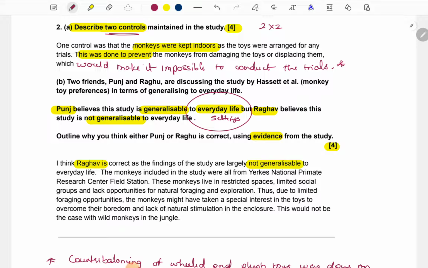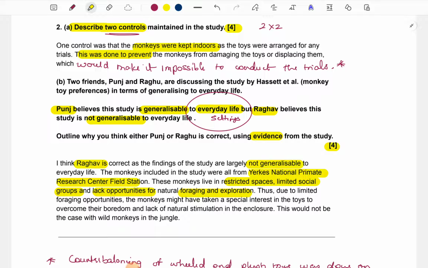So second thing is address the question, talk about everyday life, talk about the settings in which the study was conducted and how those artificial settings do not resemble everyday settings for monkeys, which is the wild or which is the jungle. Talk about that. So here what I have mentioned in the answer is that the monkeys were from the research station. Now what is the setting there? There are restricted spaces, there is limited interaction with a single troop, and there is lack of opportunity for exploration, foraging and just looking around.